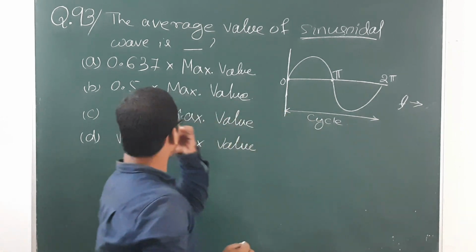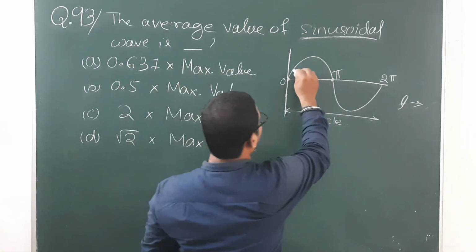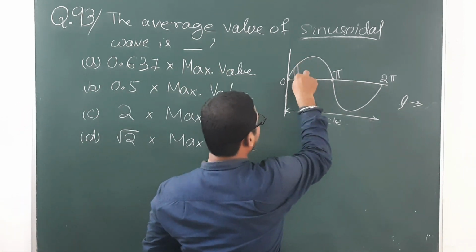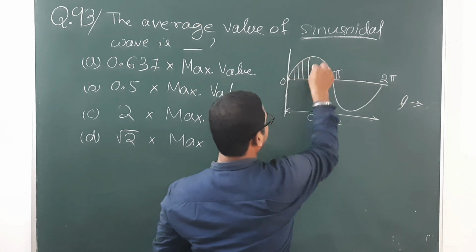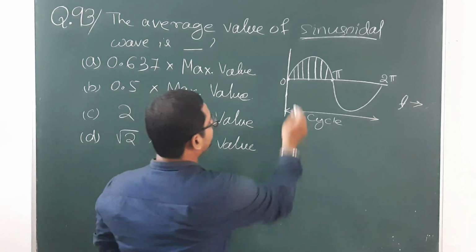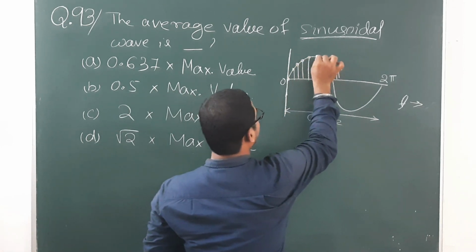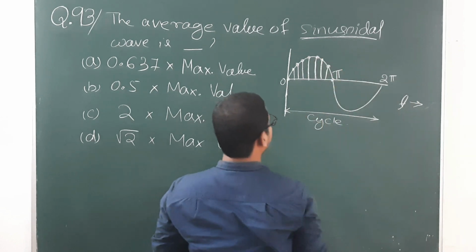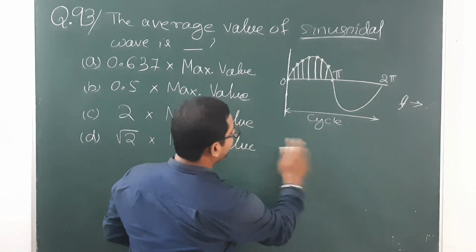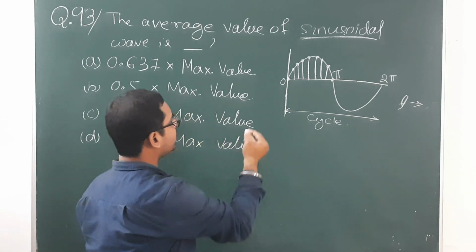For calculation of the average value, we have to calculate the value of voltage or current, whatever you choose, over one cycle. These are the individual maximum values. If I find the maximum, let me take the current.